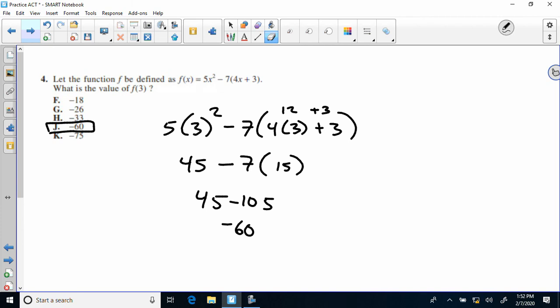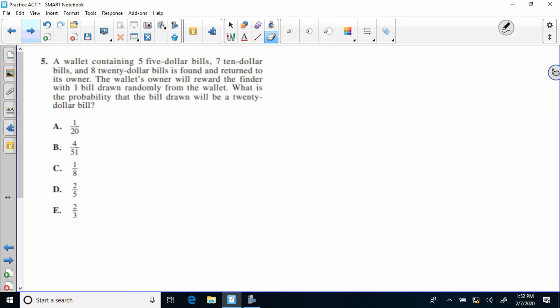Number 5, it says a wallet containing 5 $5 bills, 7 $10 bills, and 8 $20 bills is found and returned to its owner. The wallet owner will reward the founder with 1 bill drawn randomly from the wallet. So you have to say how many bills are in the wallet. We have 8 plus 5, which is 13, plus 7, which is 20. So there's 20 bills in the wallet.